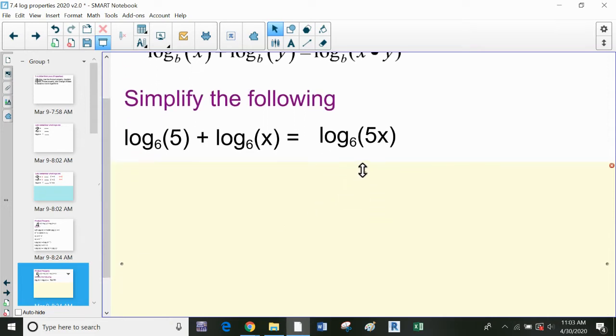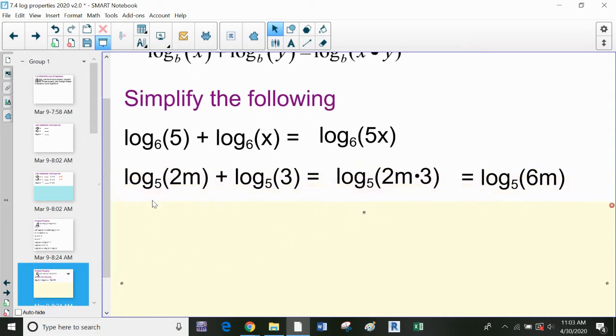Okay, let's try another one. How about this one? Log base 5 of 2m plus log base 5 of 3. That now equals log base 5 of, multiply the 2 arguments, 2m times 3. Now, if you can actually multiply them, go ahead and multiply them. 3 times 2 is 6. So you'll notice over here, I went a step further and was able to combine them even more. That will happen quite a bit.